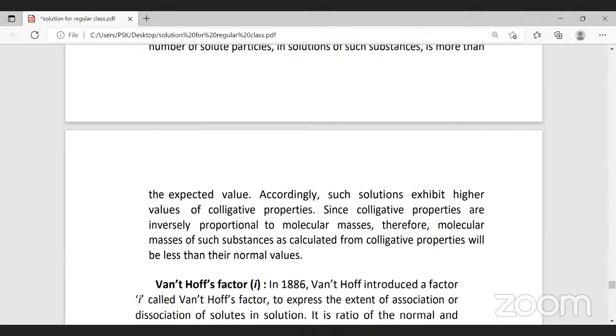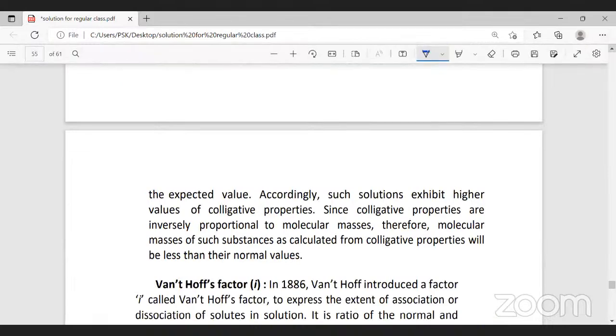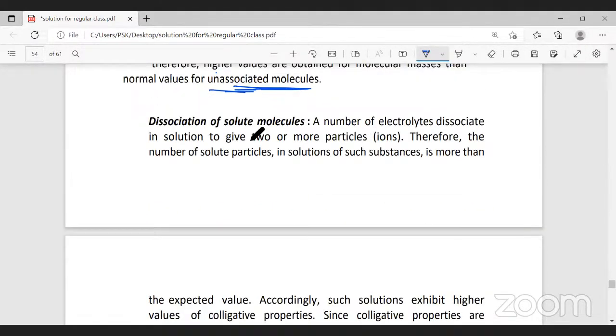Dissociation of solute. A number of electrolytes dissociate in solution to give two or more particles, ions. Therefore, the number of solute particles in the solution of the substance is more than expected. That means if I take 10 molecules of NaCl and put it in water, I'll get 10 Na+ and I'll get 10 Cl-.